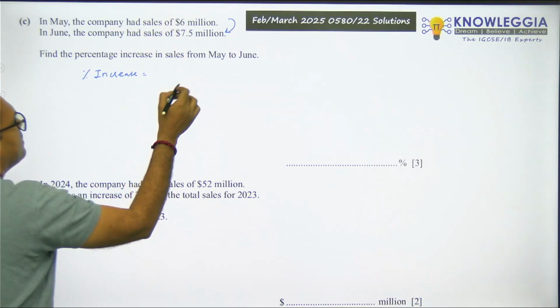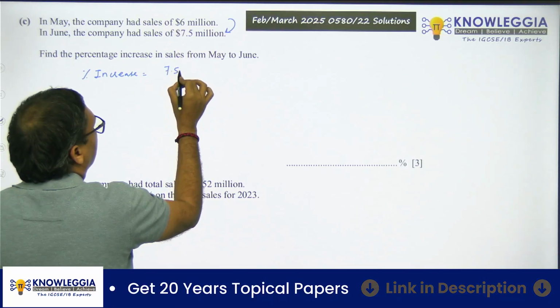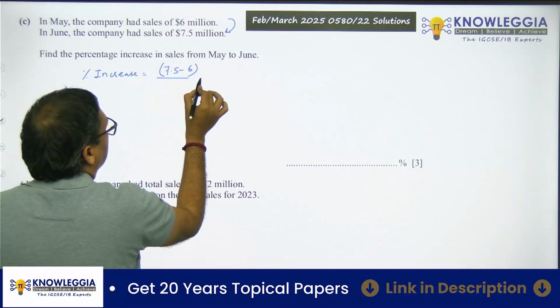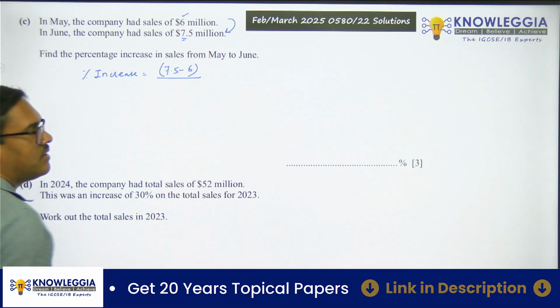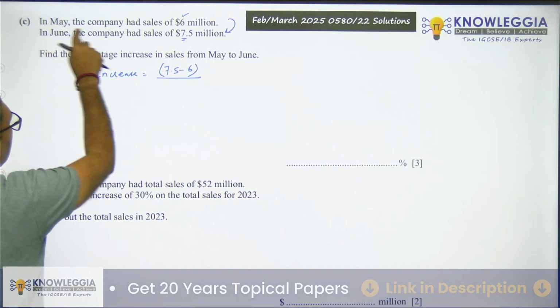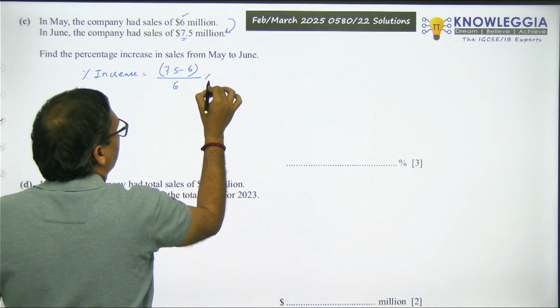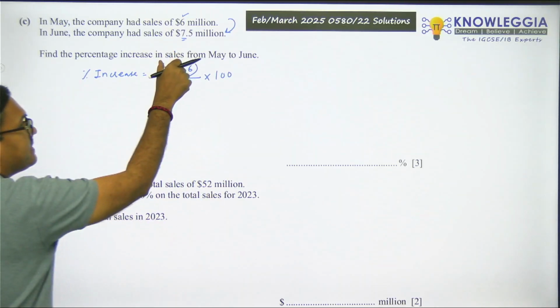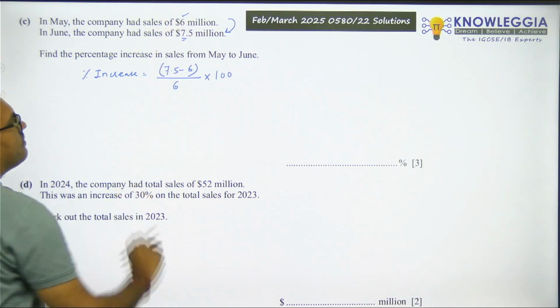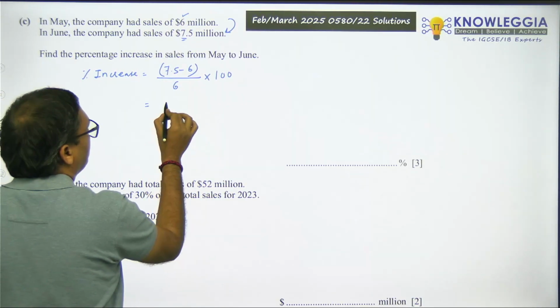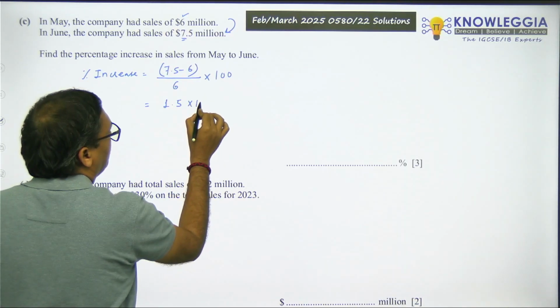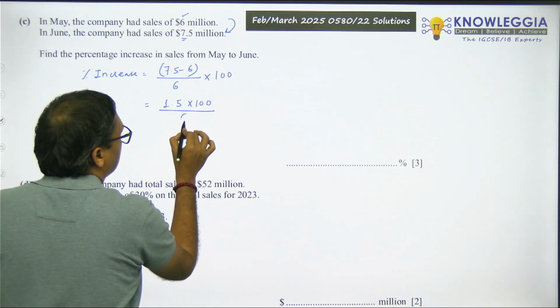This will be equal to what is the increase in the sales? 7.5 minus 6. Right? $7.5 minus $6. From initial, what is the original? This is 6. And 200. This is percentage change. Change upon the original. Okay? So what is this? This is 1.5 into 100 divided by 6.